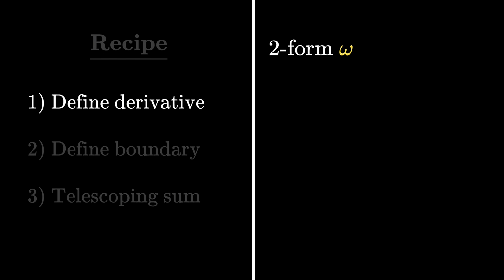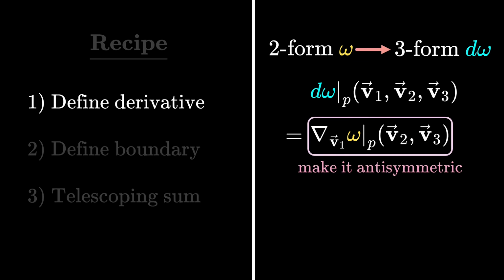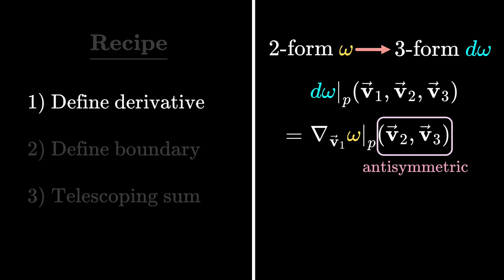First step, define its derivative. We know it's going to be a 3 form which should take in 3 vectors at every point P. From our experience earlier, it should be some derivative along one of the vectors, and then we somehow make it antisymmetric. Now this expression is already antisymmetric in the pair v2 and v3, since omega was already a differential form and is antisymmetric by definition.